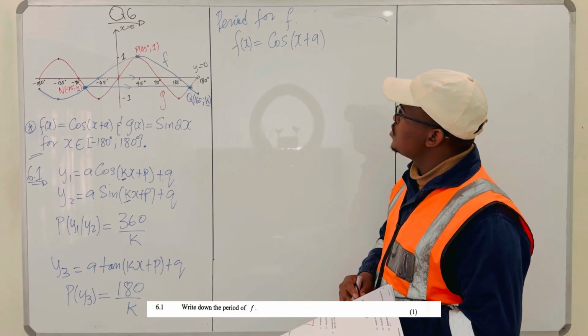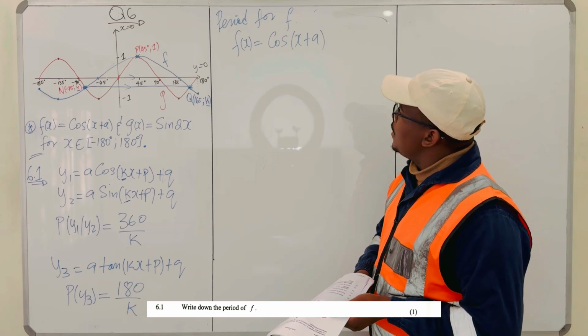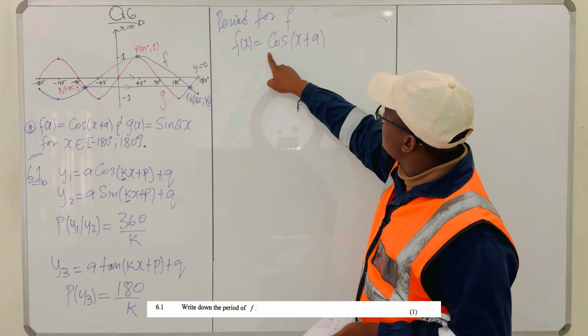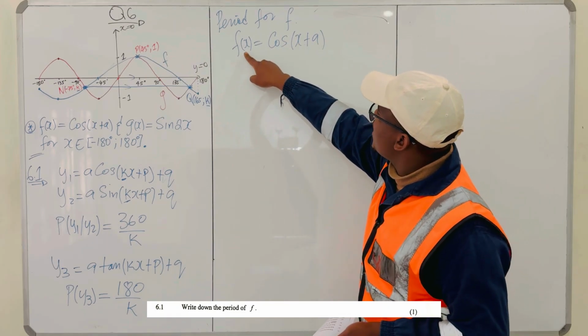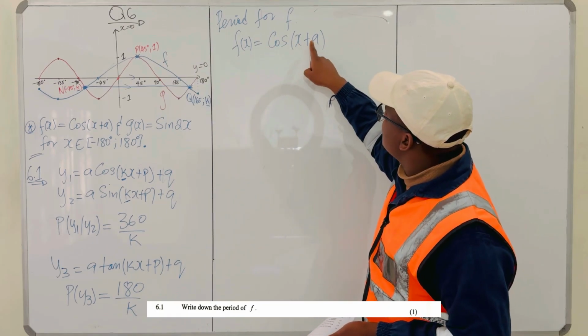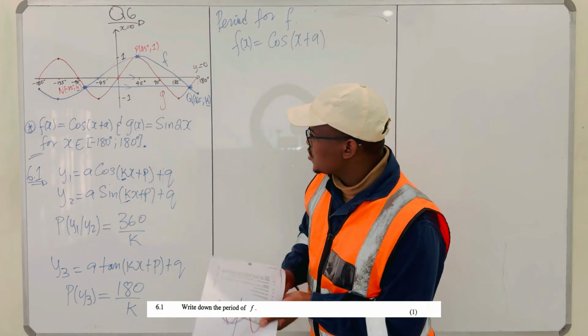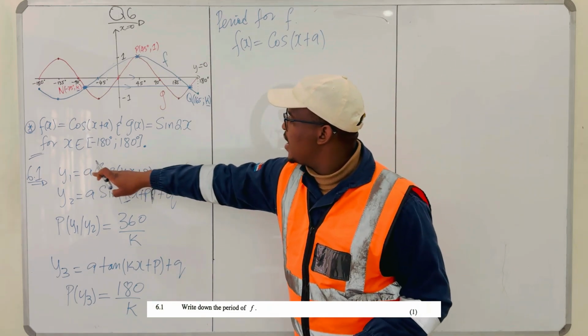Right? No problem. So what do we do from here? This f of x is equal to cos x plus a, right? So this here is similar to the first one, y1, if you look at it. You can write this as y1 if you want.